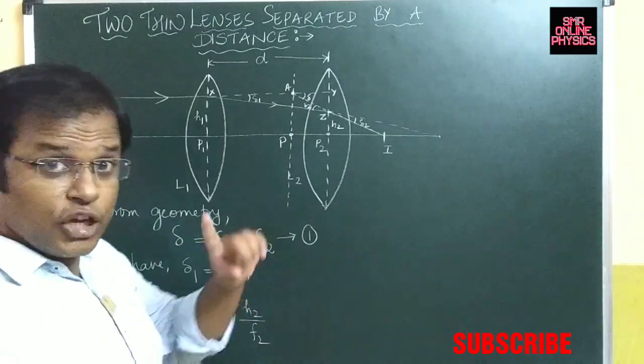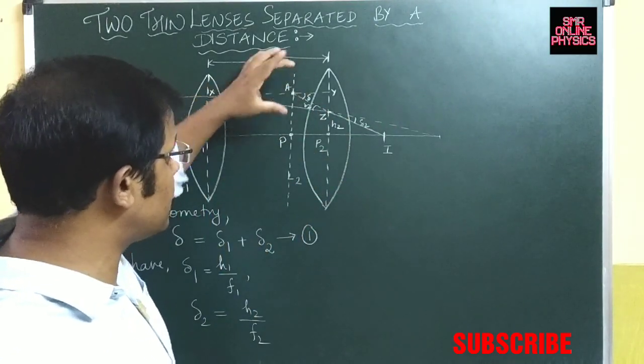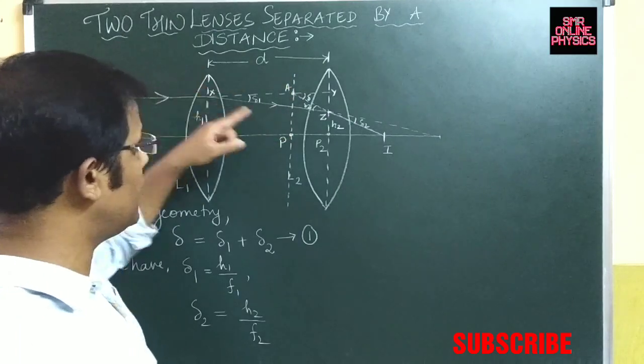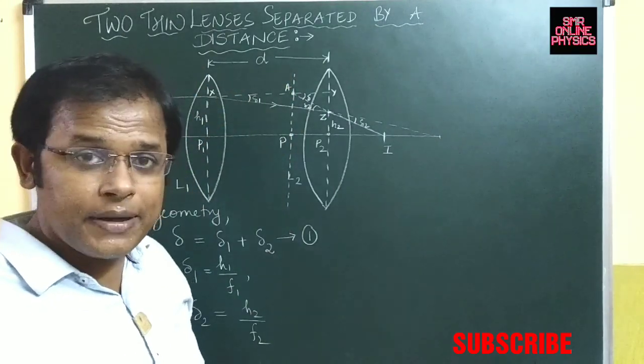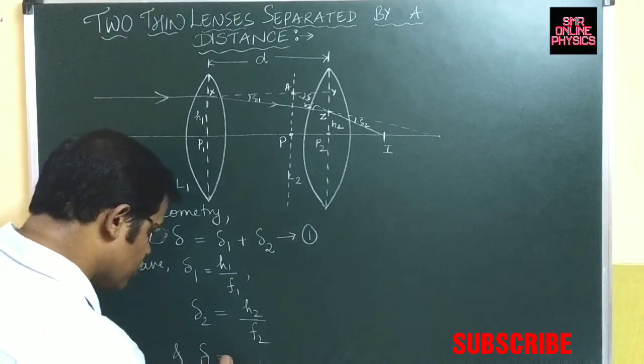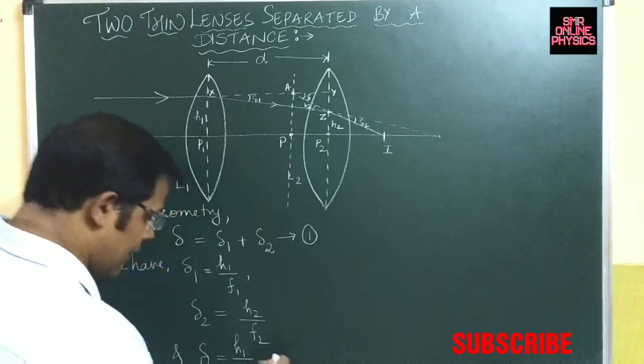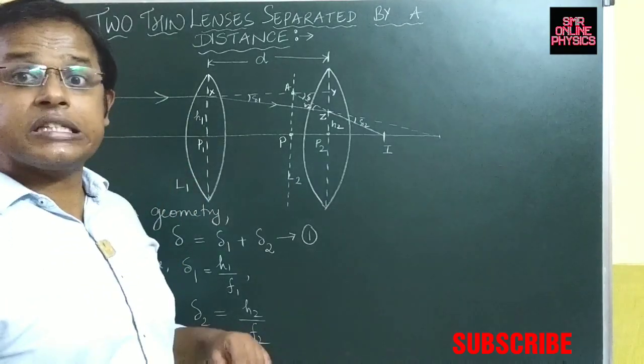And similarly for the equivalent lens of these two, if the angle of deviation is delta, this is the same height h1, and let us call its focal length as capital F. So we should have delta equals h1 by capital F. I think everything is crystal clear.